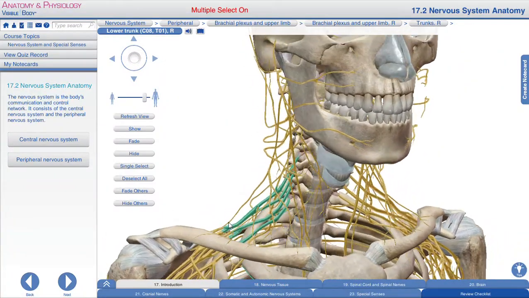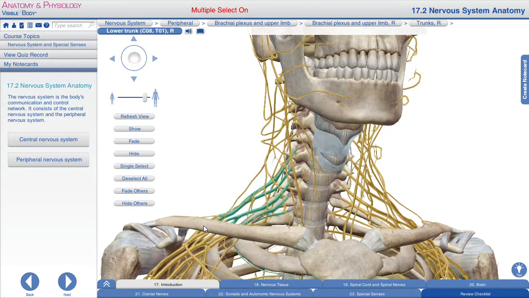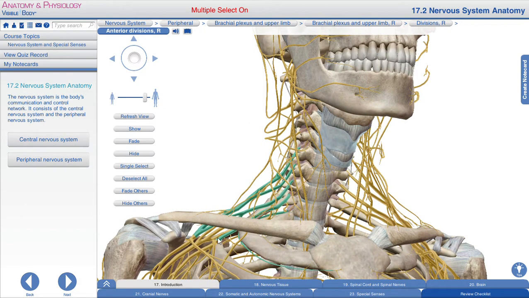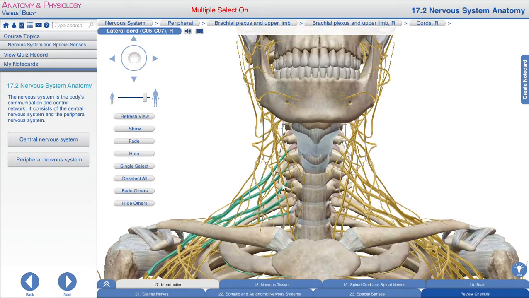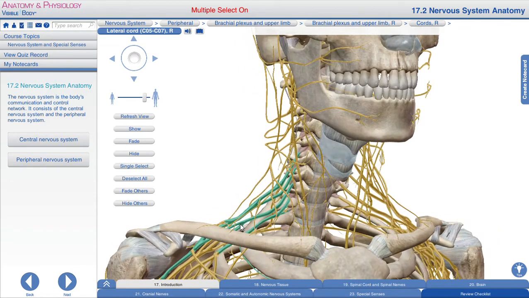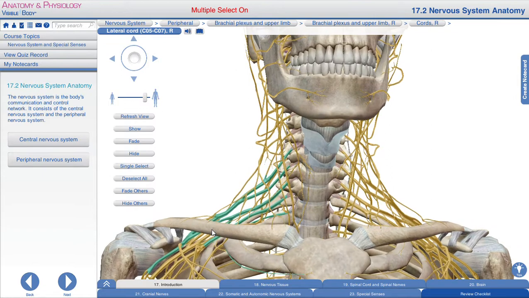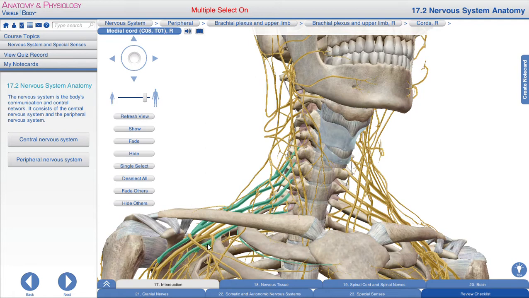The anterior divisions of the superior and middle trunk, that is C5, C6 and C7, unite together to form the lateral cord. That is, first of all we have roots, afterwards trunks, afterwards cords. The anterior division of the superior and middle trunk unite to form the lateral cord, and the anterior division of the inferior trunk forms the medial cord.